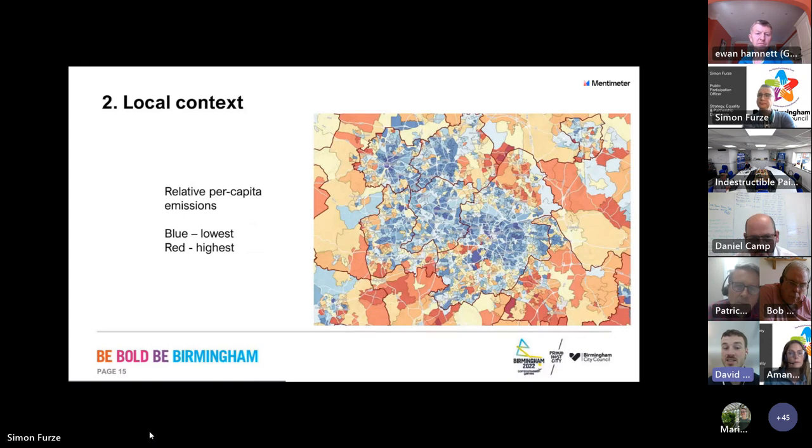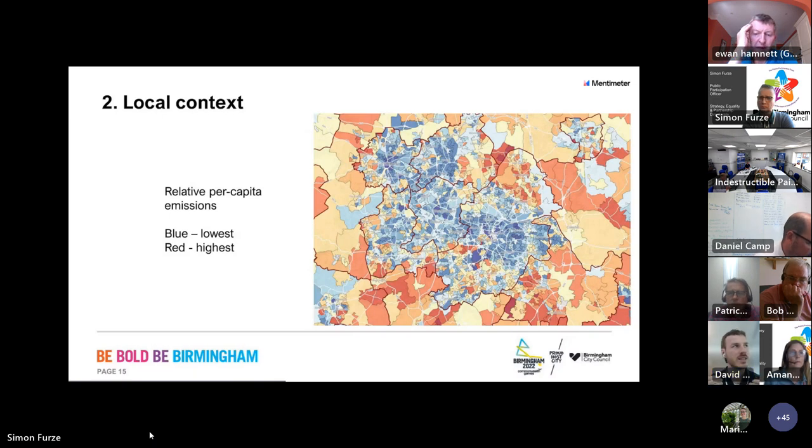we can see a map that shows relative emissions per person, blue showing the lowest and red showing the highest emissions. So we can see that those areas that are deprived typically have some of the lowest levels of emissions per person. So these people are not often living high carbon lifestyles. And in a sense, when we talk about behavior change and net zero lifestyles, lots of Birmingham's population are already living net zero lifestyles. And I think that's a key thing to highlight.